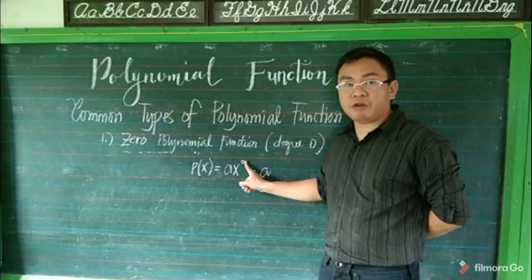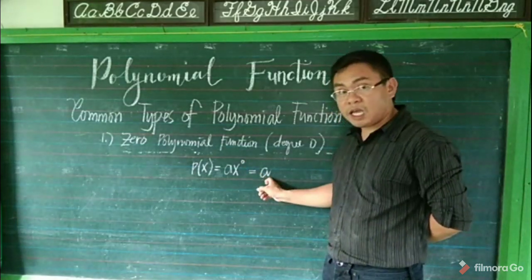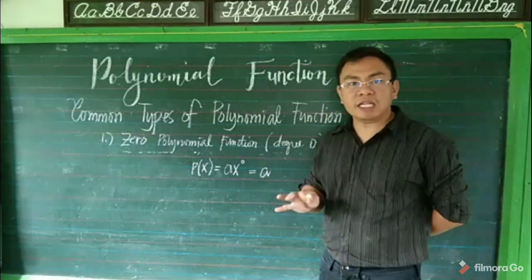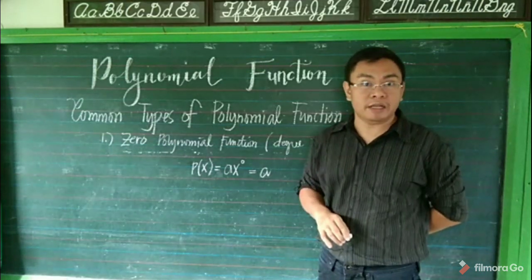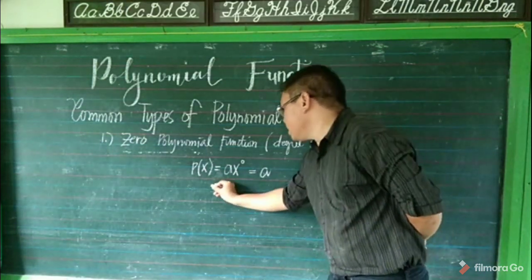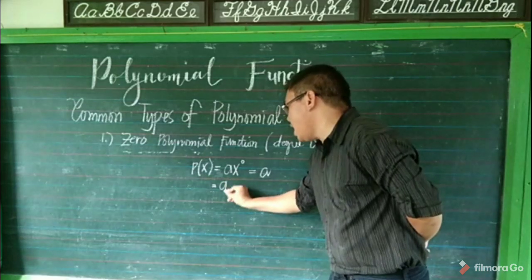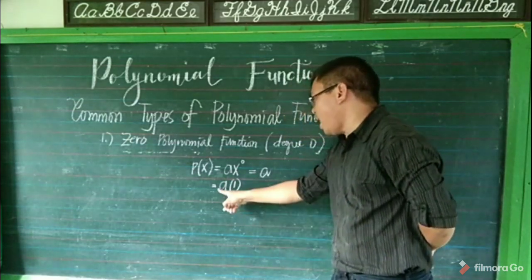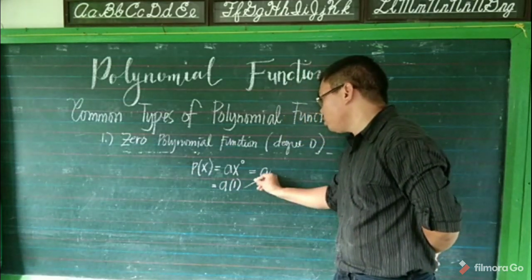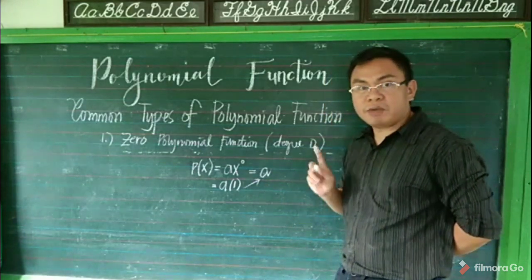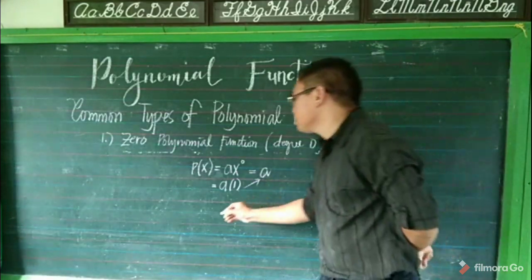A x to the exponent of 0 becomes a. It is because any quantity that is raised to 0 is equal to 1. That means this can be expressed as a times 1. So your a times 1 is equal to a. So let me give you an example for this.